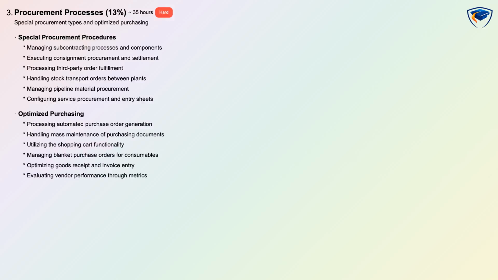Procurement processes carries 13% and focuses on special procurement types and optimized purchasing. This domain is marked as hard and expects roughly 35 hours of study with scenario-based assessment. You will master subcontracting, consignment procurement and settlement, third-party processes, stock transport orders and pipeline materials, plus optimized purchasing topics like automated PO generation, mass maintenance, shopping cart use, blanket orders, improved goods receipt and invoice handling, and vendor performance evaluation.